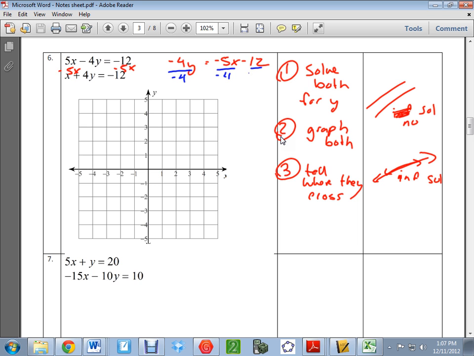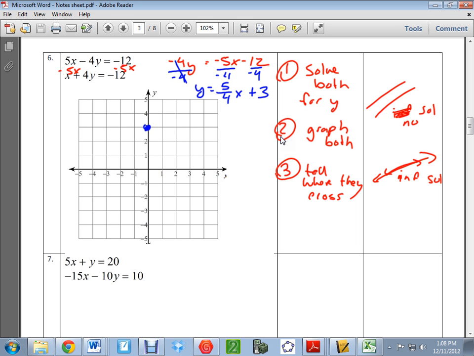Divide by -4. And y is equal to positive 5/4 x plus 3. That is the solving of the first equation. The slope and the y-intercept of that: the y-intercept is at positive 3.